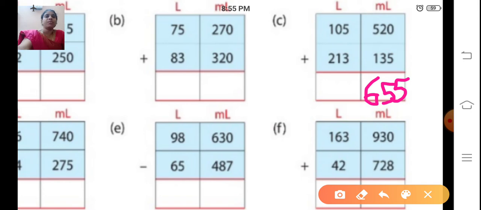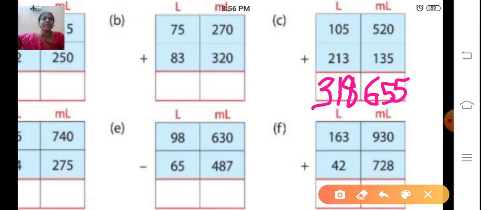So next we'll move on to the liters. So 5 plus 3. After 5: 6, 7, 8. 0 plus 1, 1. 1 plus 2. After 1, we are going to add 2 more. 2, 3. So the answer is 318 liters and 655 milliliters.